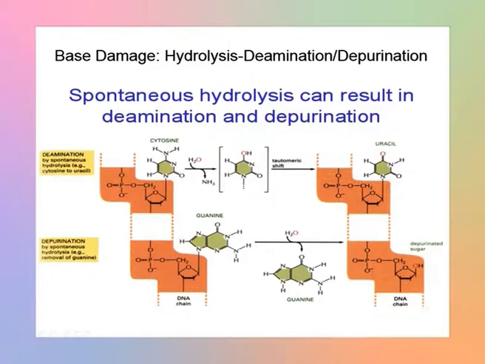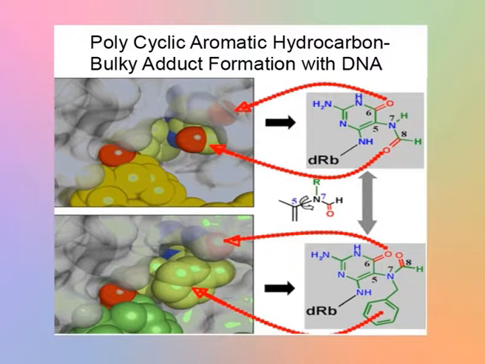Next, hydrolysis. Hydrolysis gives rise to deamination and depurination as well. We can also find bulky adduct formation by the presence of industrial as well as environmental causative agents like polycyclic aromatic hydrocarbons. They give rise to benzopyrene dG derivative. So these are all modified bases, alkylated bases as well.